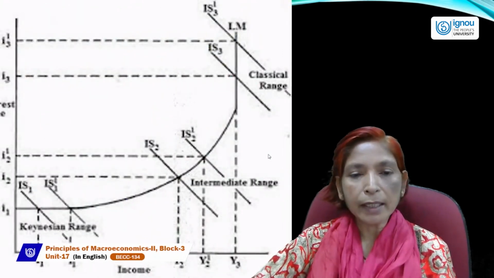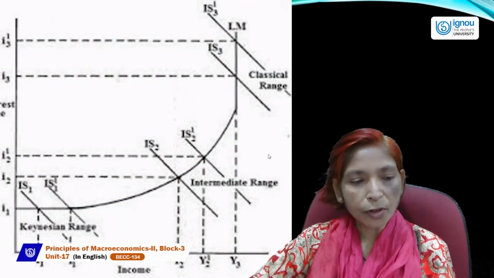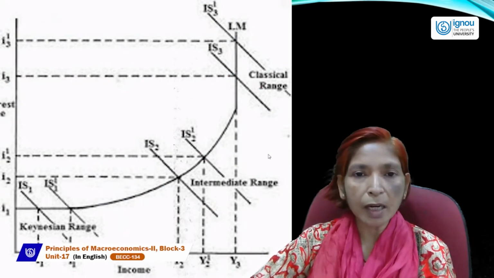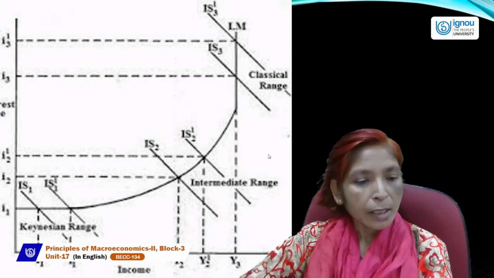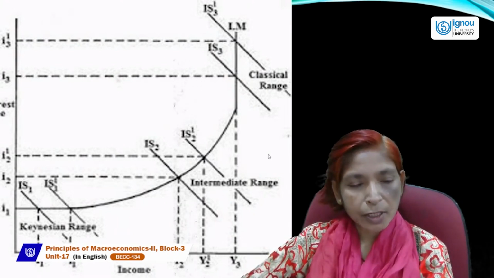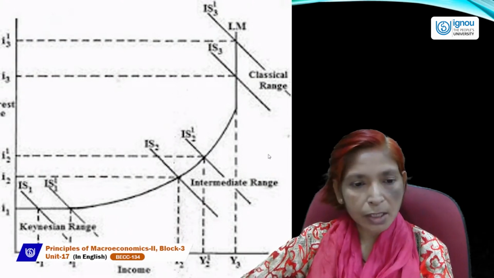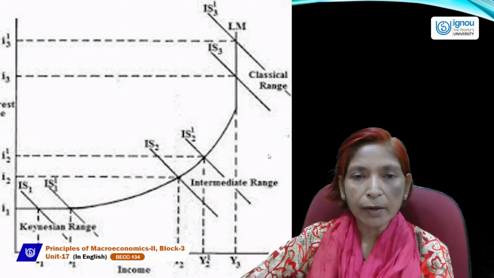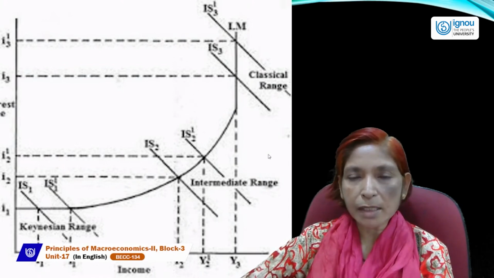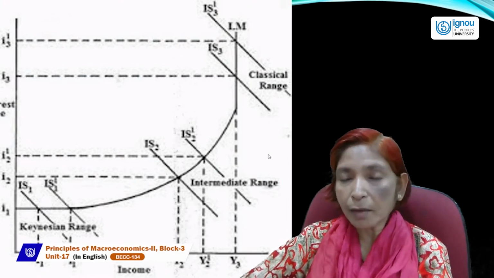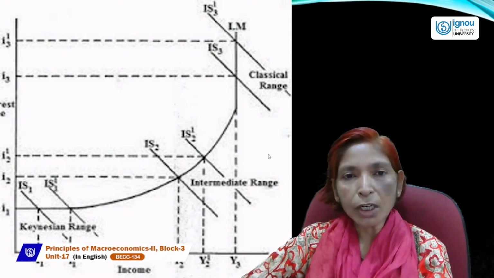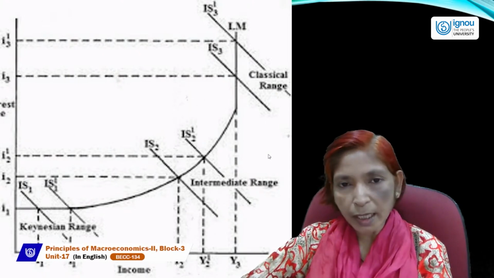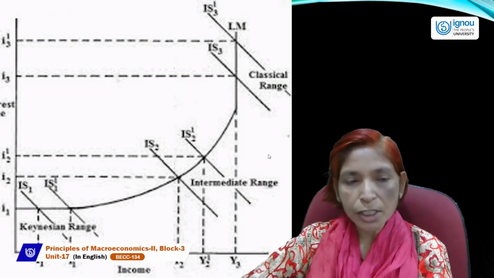Next, first of all, we will draw these three ranges. We can present these three ranges with the help of IS-LM curve analysis. In this case, we take the first range, the Keynesian range, after that the intermediate range, and at last the classical range. Instead of AS, we have written the LM curve. And if we are changing only the IS curve, due to expansionary fiscal policy, as you know, only the IS curve will shift, the LM curve will not change.